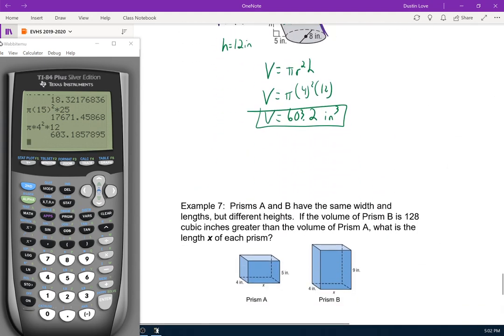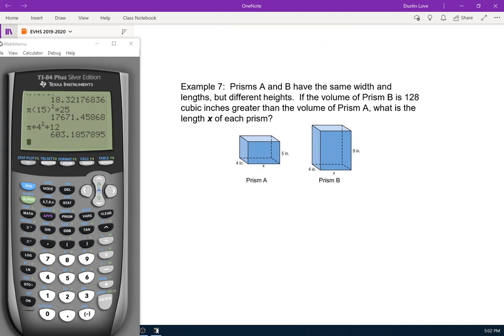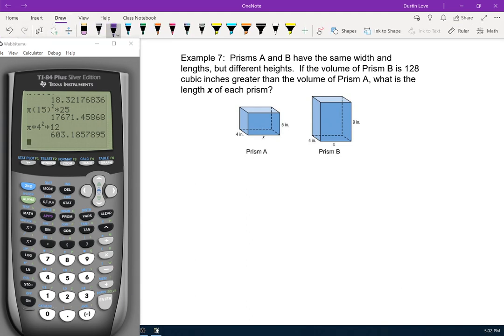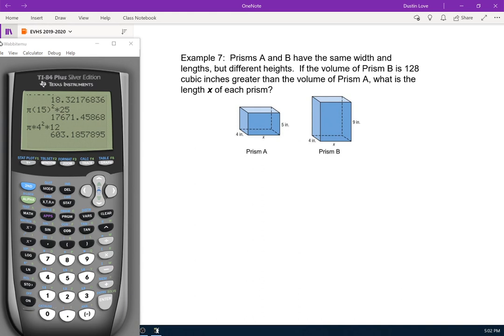Oh, whoa, I'm sorry, I forgot about example 7. I lied. And this is the most interesting one of the whole set. Okay. Prisms A and B have the same width and length, but different heights. So I can look at this and see that sure enough, yes, it's a 4 by X and a 4 by X. Different heights, we've got 5 and 9.